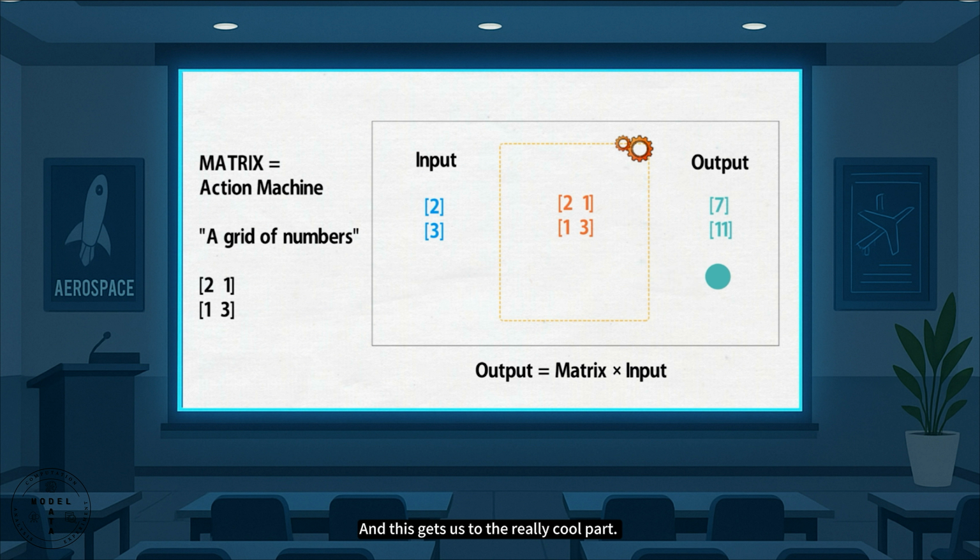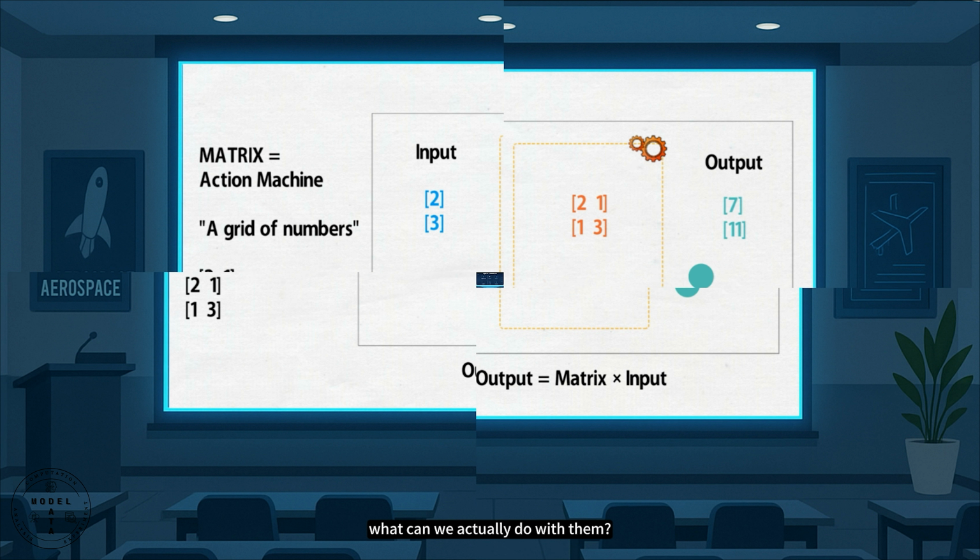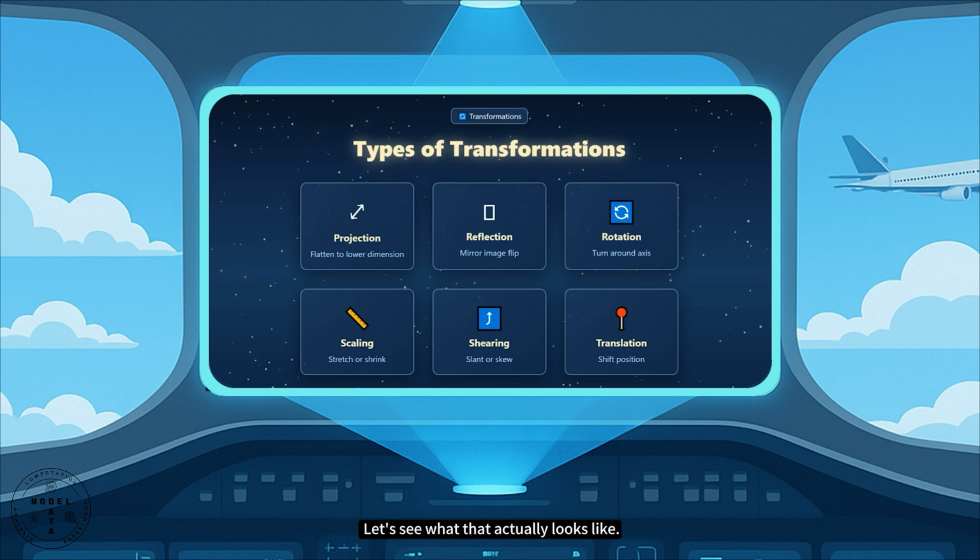And this gets us to the really cool part. These actions, the things these matrix machines do, are called linear transformations. They are the verbs of our math language. They let us move and manipulate our vectors in ways that are totally predictable and incredibly powerful. So now that we understand the tools, what can we actually do with them? Let's see what that actually looks like.